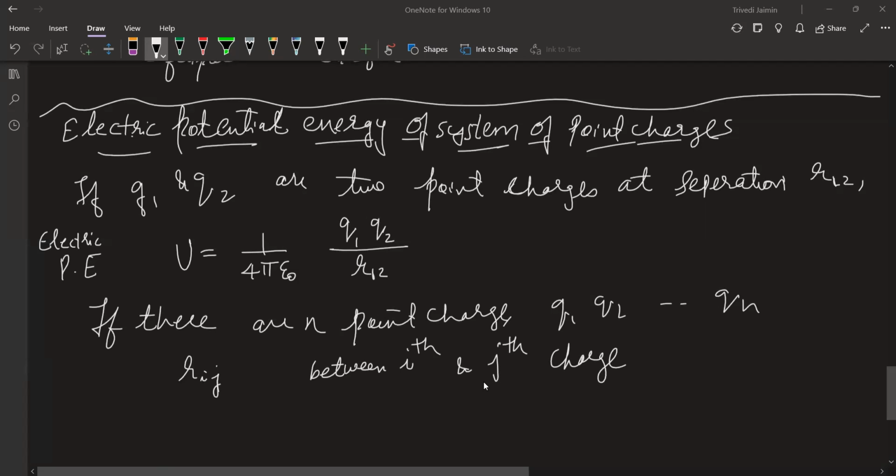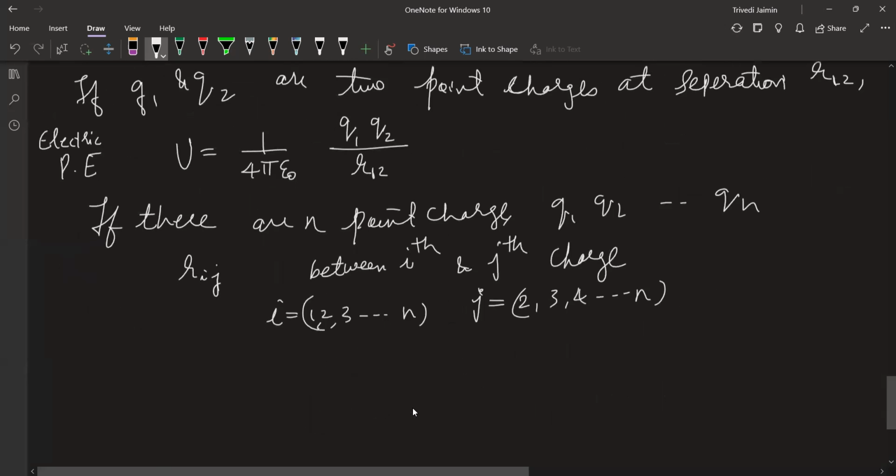So it can be 1, 2, 3, 4, whatever. So i equals 1, 2, 3 till n. And j should be the next number: 2, 3, 4, n. It should not be 1, 1, 1, 2, 2, 2, 3. I mean 2, 3, 3, 4, the next number.